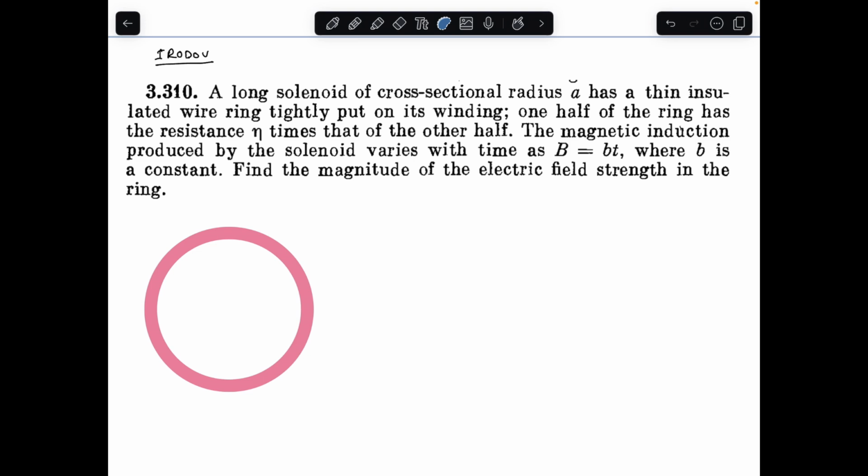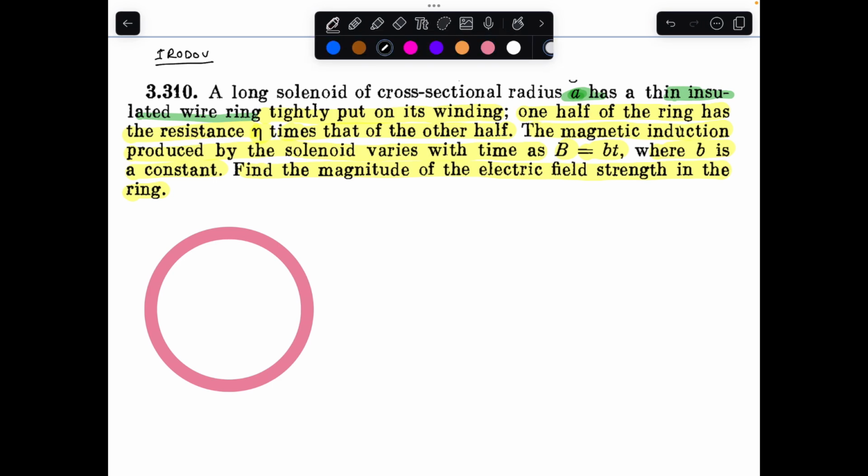So the first thing is, they have given a long solenoid of cross-section radius a, with a thin insulated wire ring tightly put on its winding. One half of the ring has the resistance eta times that of the other half. The magnetic induction produced by the solenoid varies with time as B equal to small bt, where small b is a constant. Find the magnitude of electric field strength in the ring.